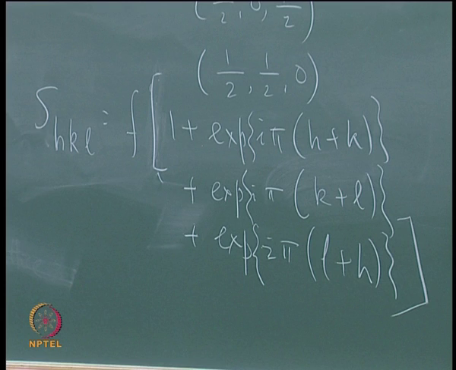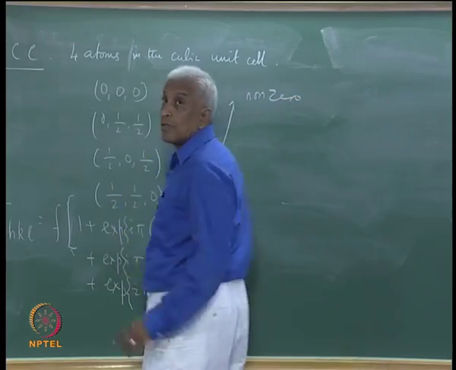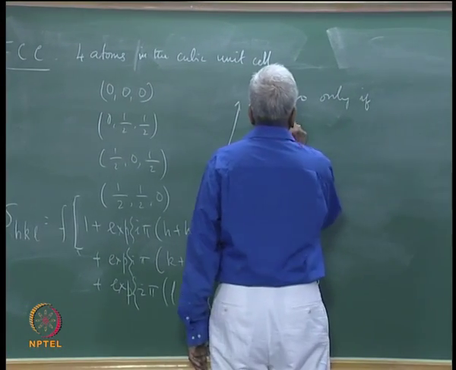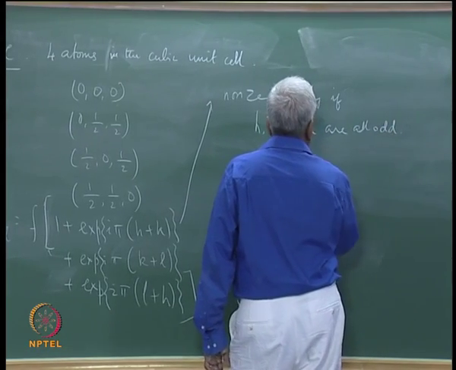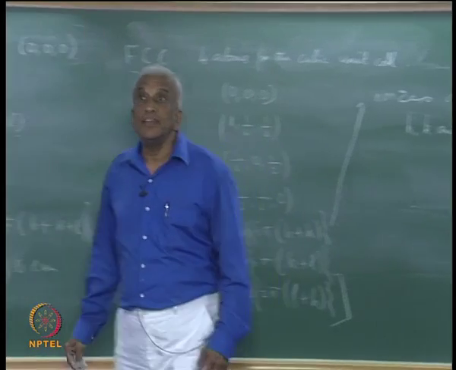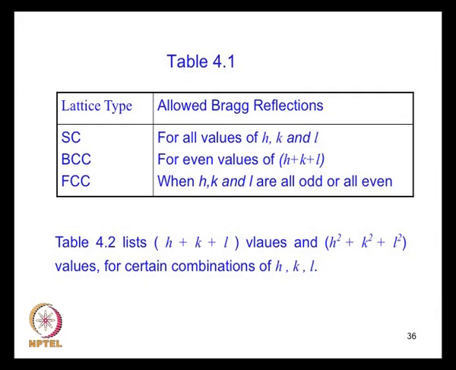So, the structure factor will be non-zero in this case only when h, k and L are all odd or are all even. So, that is the extinction rule for a face centered lattice. These 3 extinction rules are summarized in the next table, which, as I showed you already, lists the different h plus k plus L values and the corresponding h square plus k square plus L square values for these combinations which enter into the Bragg condition.